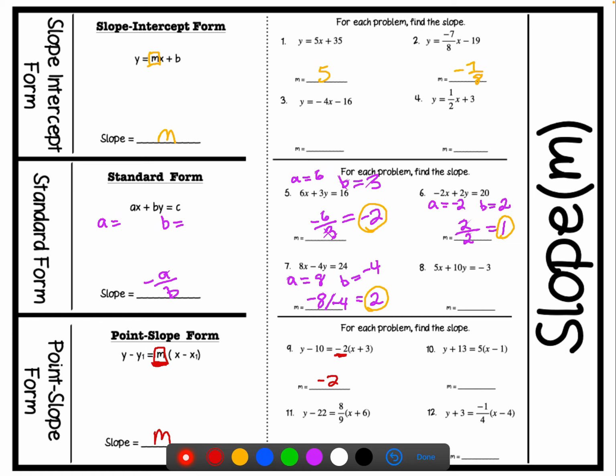And number 10, we have y plus 13 equals 5 times x minus 1. And remember, our slope is the number in front of our parentheses. And since the number in front of our parentheses here is 5, our slope is 5.